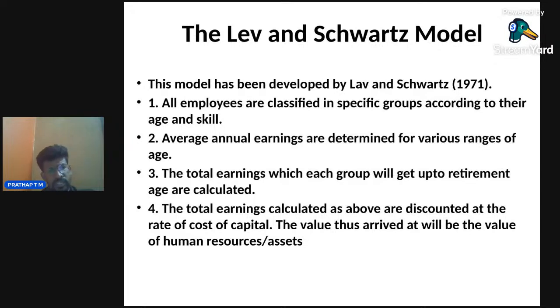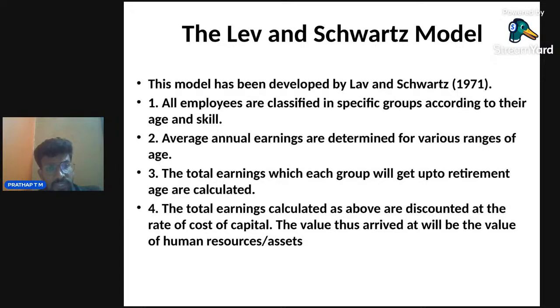So in your example, for 25 to 35, we consider the annual earnings of an employee to be around 1 lakh rupees. Next, 35 to 45, you consider as 2 lakhs. 45 to 55, we consider as 3 lakhs. In this way we determine the total earnings of each employee.